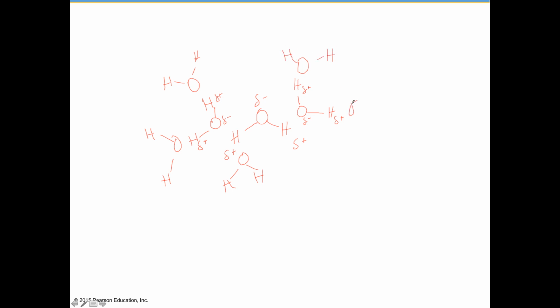I've stopped labeling the partial positives and partial negatives at this point, but just know that they are there. All right, so this is going to be my last one. We'll draw one over here. Okay, now let me change my pen color because I want to show you something.